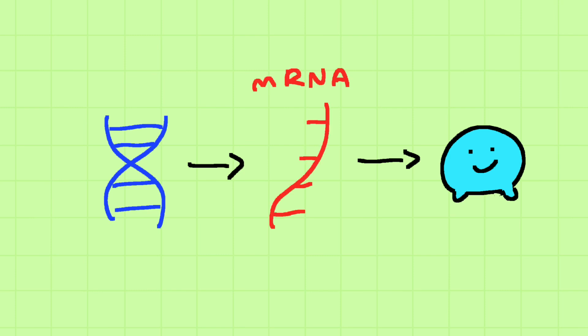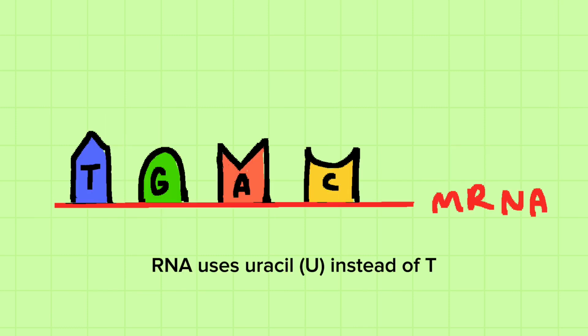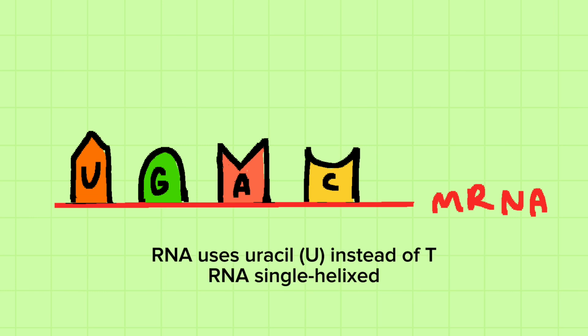RNA stands for ribonucleic acid, and like DNA, has little bases on it. However, instead of a thymine base, RNA uses uracil, or U. RNA is also single-stranded, so it looks like DNA, but it's cleaved in half.